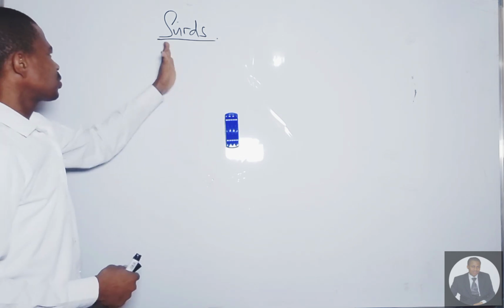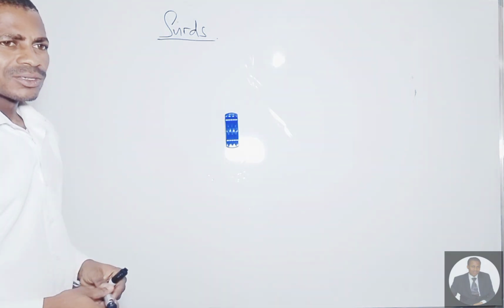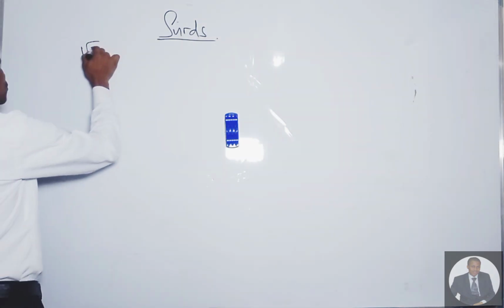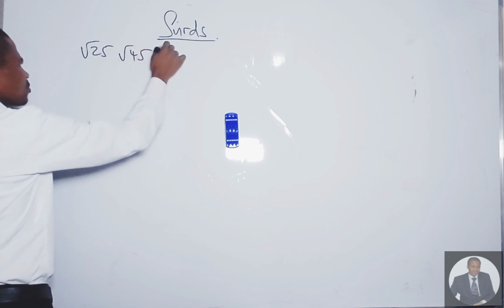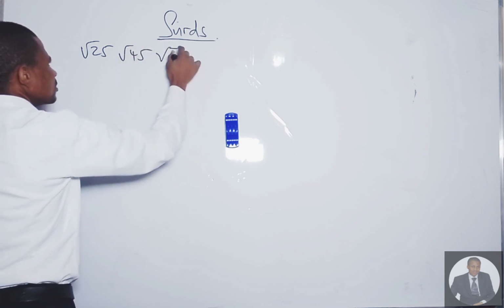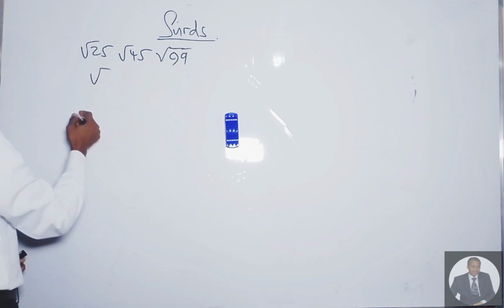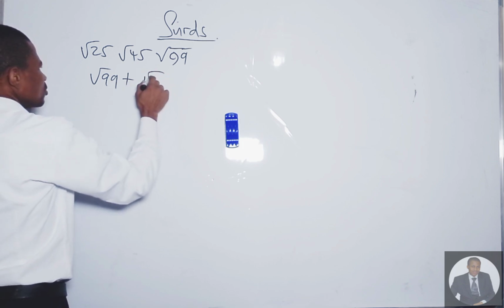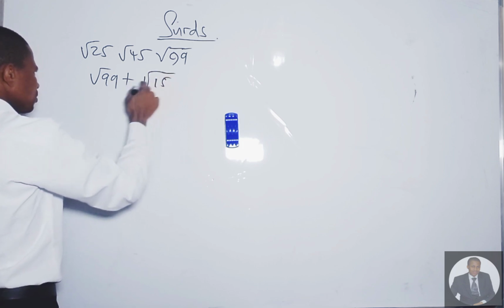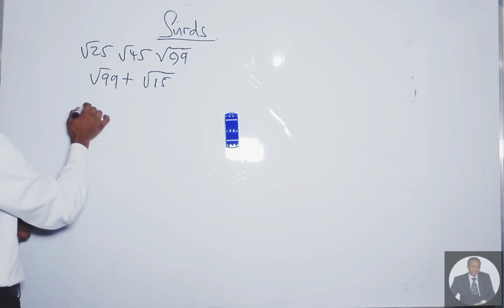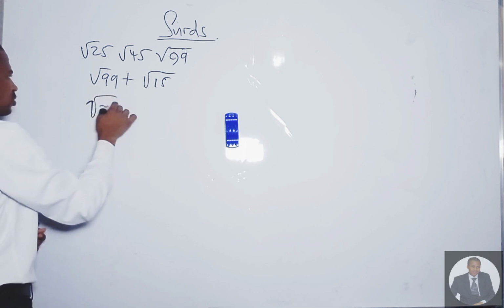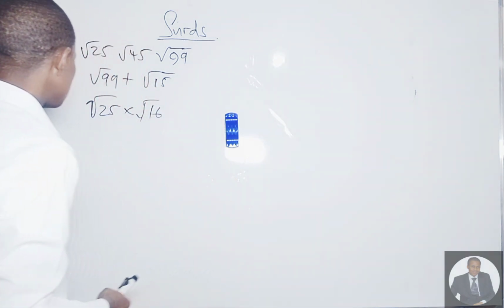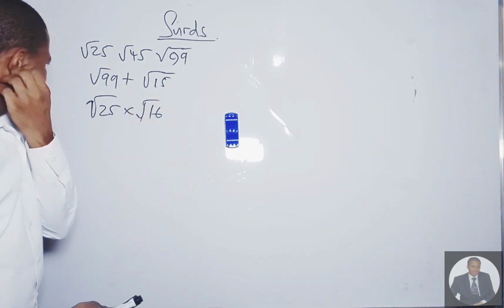Today we'll be talking about surds. What are surds? Surds are numbers that have square roots on them. Square root of 25, square root of 45, square root of 99. These are surds. Sometimes they are additions of surds, like square root of 99 plus square root of 15. Sometimes you have multiplication of surds, square root of 25 times square root of 16. So today we'll be looking at how to simplify surds, addition of surds, multiplication of surds, and the like.